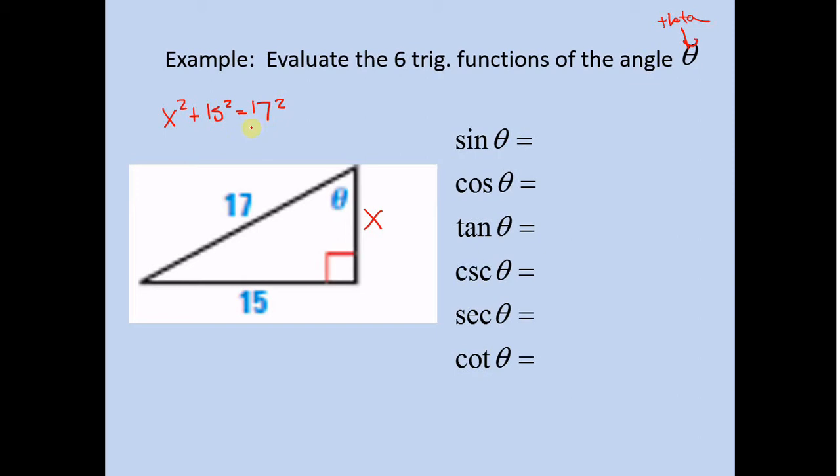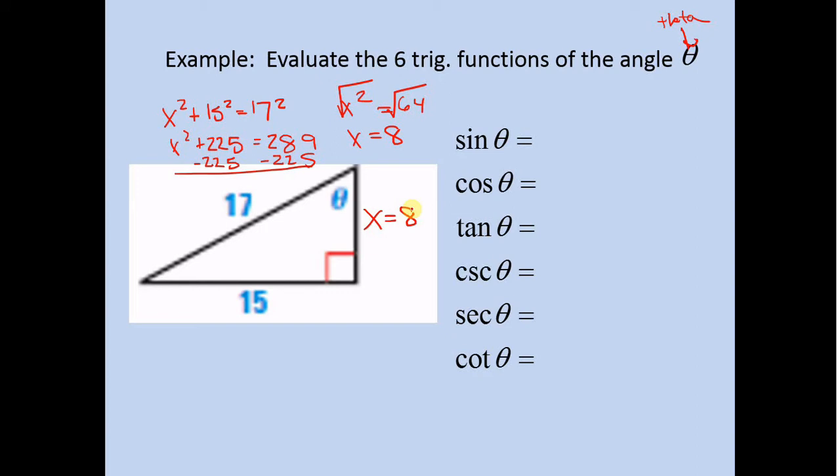Well, I know 15 squared is 225. And 17 squared is 289. Okay? So then I'll subtract 225. I'll get x squared equals 64. Square root both sides. So I get x equals 8. So I know I have a side length of 8 on that side.